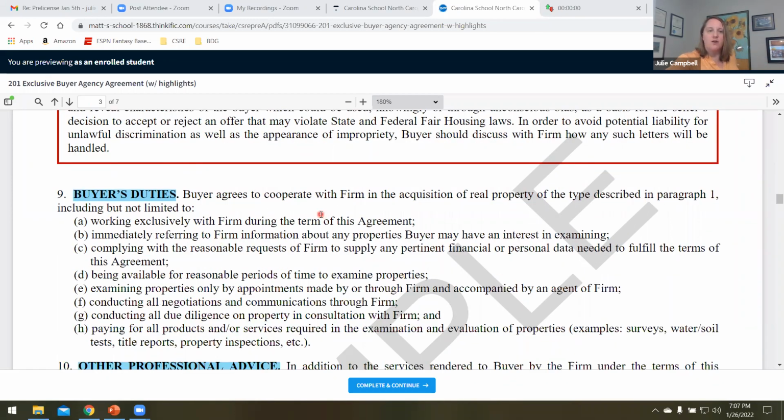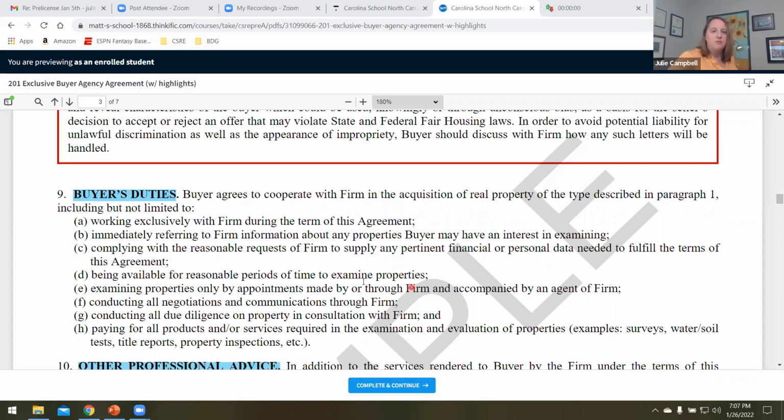Buyer owes duties to the firm. Buyer agrees they're going to work exclusively with the firm. Buyer's going to refer to the firm any information they may have on a property. So if the buyer finds a for sale by owner, for example, the buyer can't reach out to the for sale by owner because we have an agency agreement that says, I'm going to do that for you. I'm going to help you find the property.